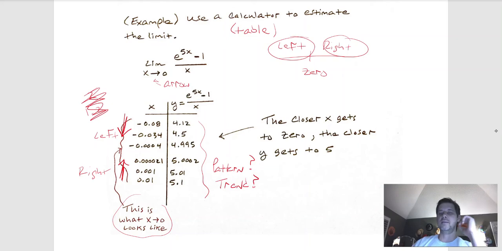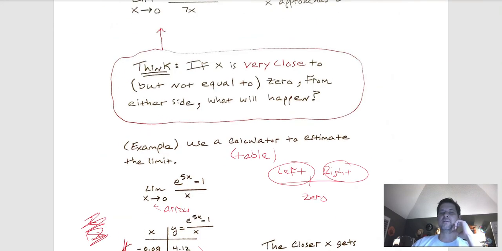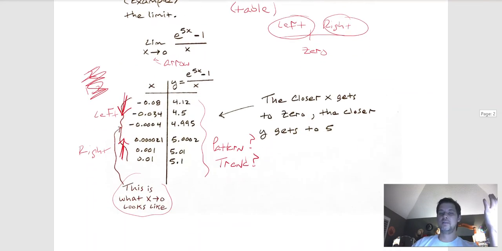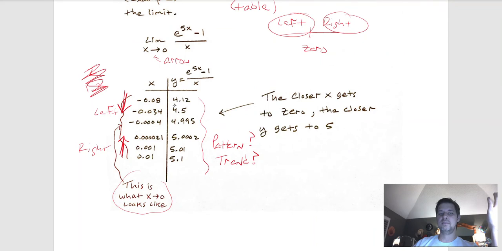And what do you think? What are we after? If x is very close to but not equal to 0 from either side, what will happen? Well, it looks like the closer that the x gets to 0, the closer that the y gets to 5. That's what I'm seeing on the table.